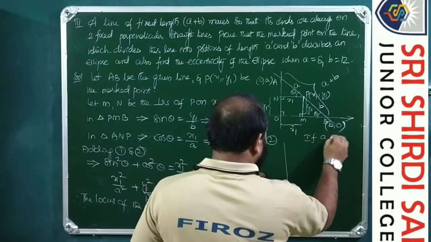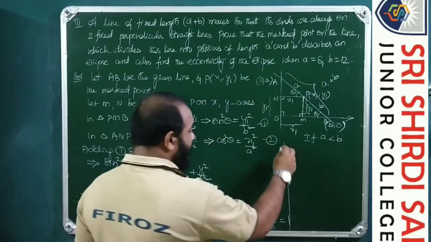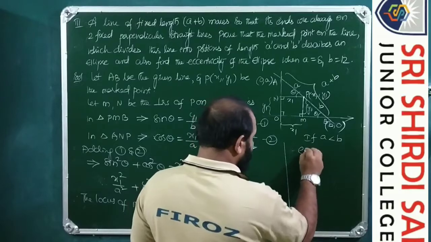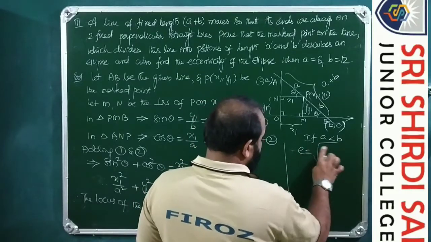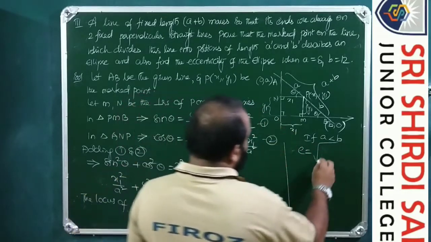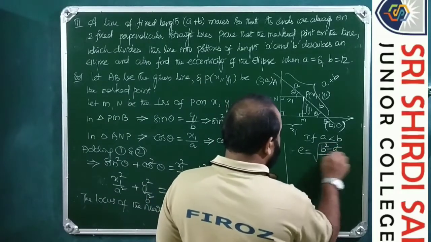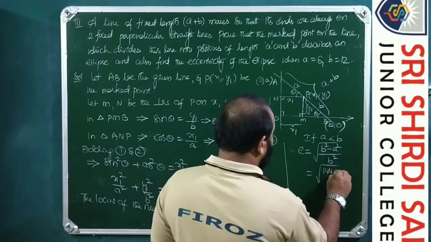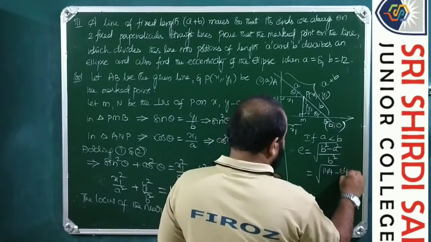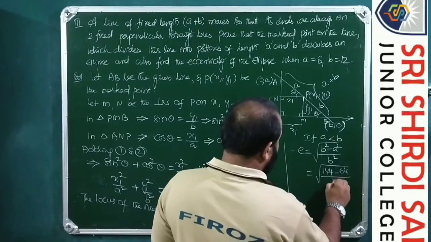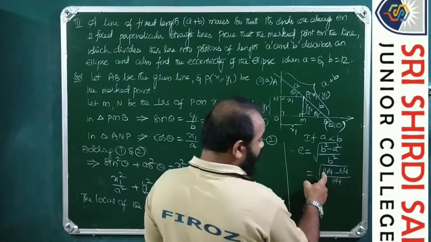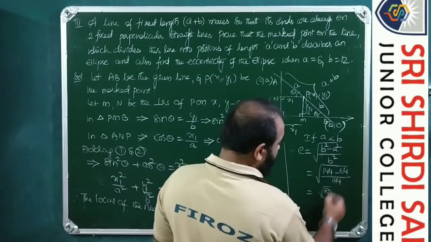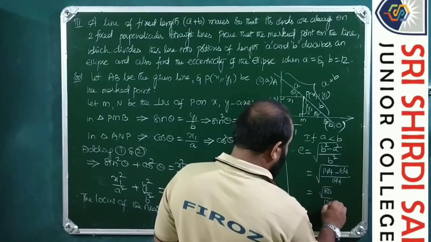If a is less than b, so the condition is a square less than b square. So e is equal to, e is (b square minus a square) by b square. So this is equal to (144 minus 64) by 144. So 144 minus 64 is 80, so this is root 80 by root 144, which is 12.